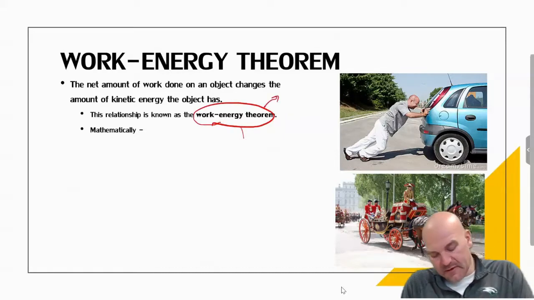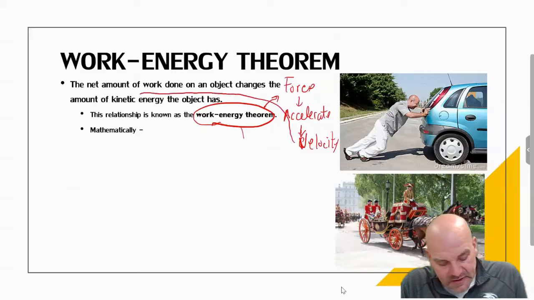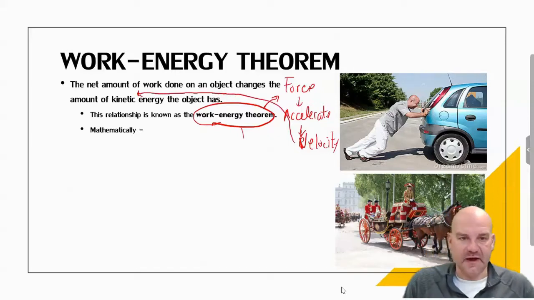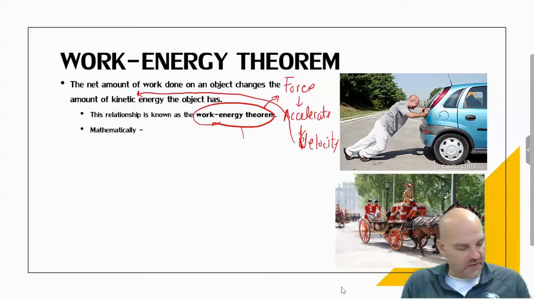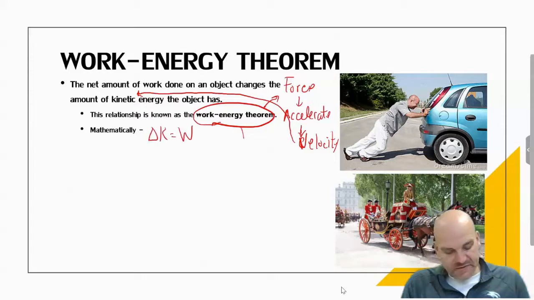So the way you think about it, I apply a force, I accelerate the object, which means I change the velocity of that object. And if I change the velocity of the object, I change the kinetic energy of the object. So that's how it all progresses. Mathematically, we say that the change in kinetic energy is equal to the work done on the object.